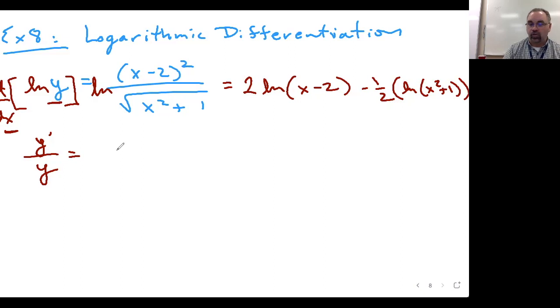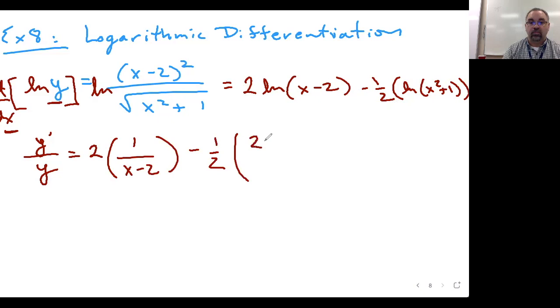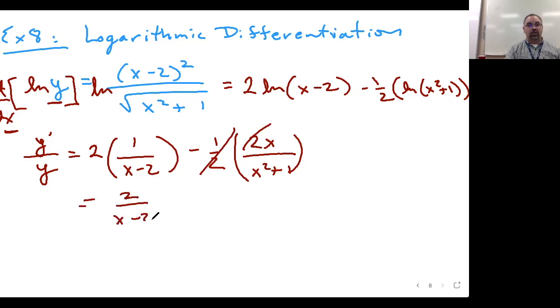And now I can just go through and do my u prime over u. This time, when I derive the right-hand side, there's a variable agreement, so I know it's differentiating with respect to x. I get a little canceling here. And so I'm sitting here at 2 over x minus 2 minus x over x squared plus 1.